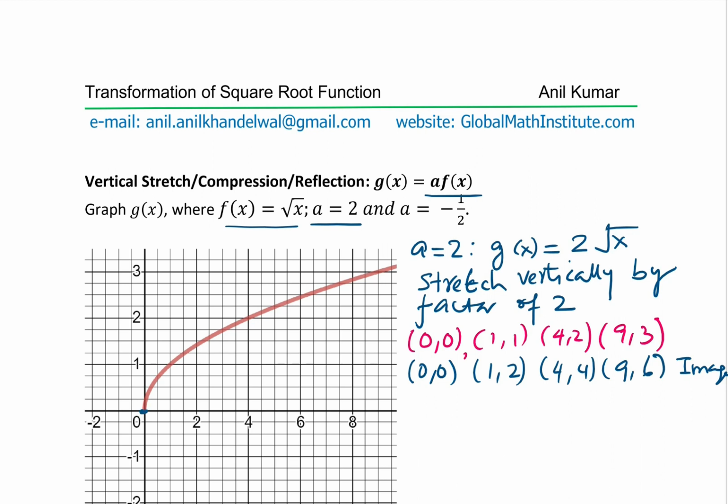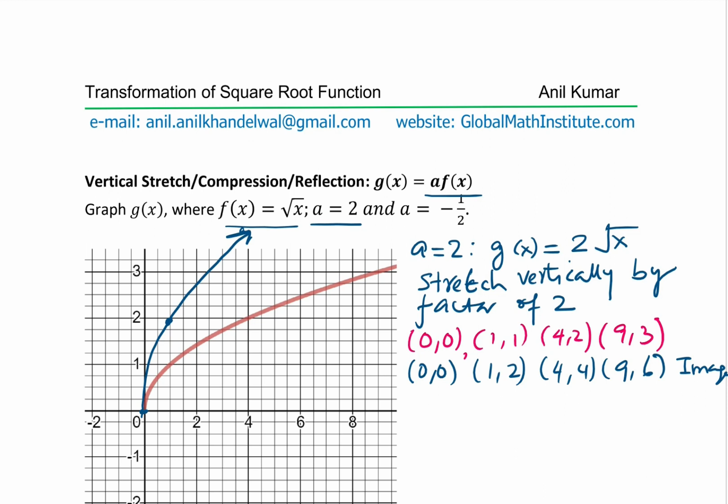So we can now plot the image points and then sketch the graph. So (0, 0), (1, 2). So at 1, we have a value which is 2. At 4, it becomes 4. So it goes kind of outside our scale. So we'll kind of limit there. Connecting these points will give you the graph of the transformed function. Let me sketch like this. Is that clear to you?